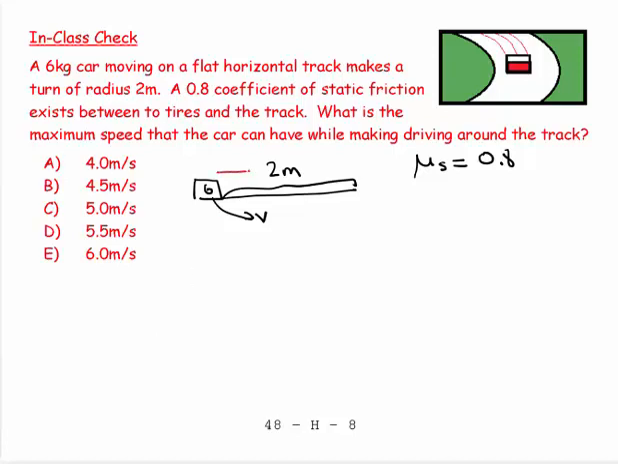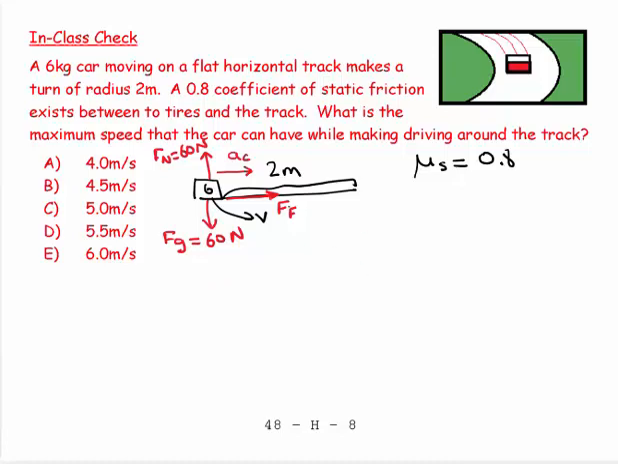Well, I know, of course, I'm going in a circle, so there must be a centripetal acceleration. And of course, I know there's a frictional force, and the frictional force points towards the middle of the track. I have an Fg, and I know that value is going to be 60 newtons, and I have an Fn, and that equals 60 newtons because I'm on a horizontal track. And then I say, okay, let's try and solve this.